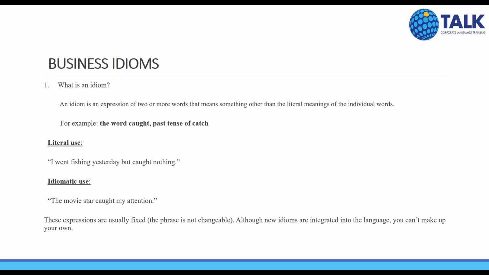Now, the expressions, the idioms, are usually fixed. The phrases are not changeable. I've heard some people try to change them around, either by mistake or because they thought it would be a better way to say it, and it just really doesn't work. And you really can't make up your own.